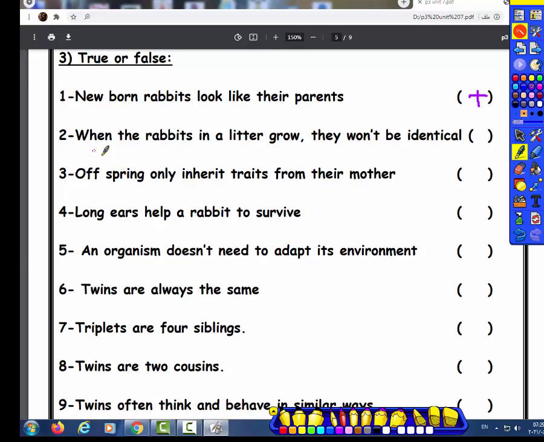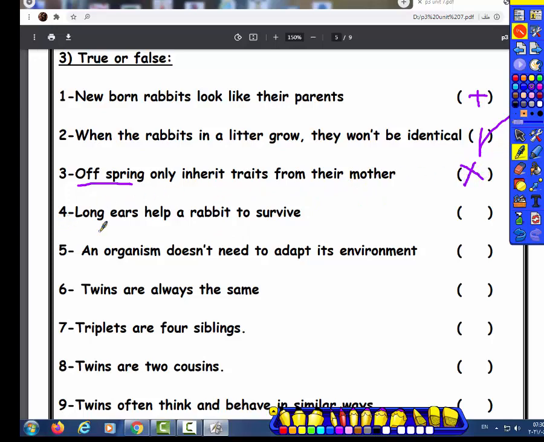Number 2, when the rabbits in a litter grow, they won't be identical. We said that before, that rabbits, when they grow up, look like their parents, but they are not identical. So that's right. Number 3, offspring only inherit traits from their mother. Do offspring or babies or children only get the shape or the color or the height from their mother, or do they inherit from both father and mother? They inherit traits from both father and mother. So that's wrong.